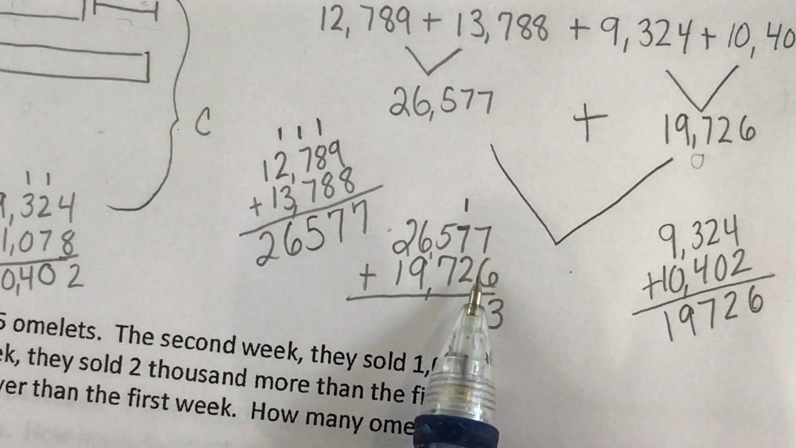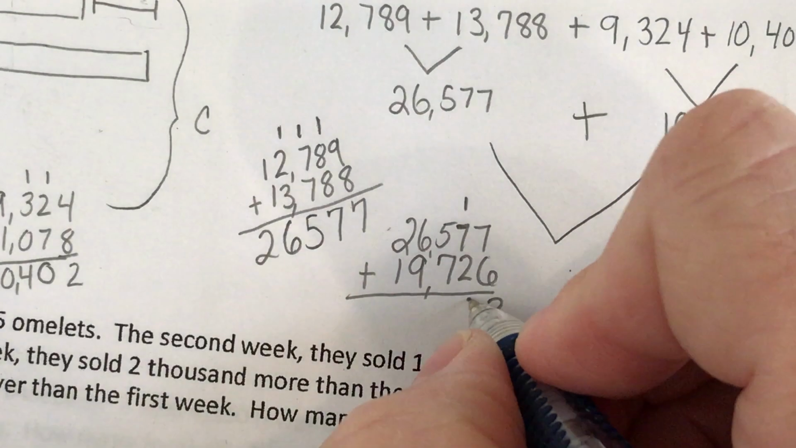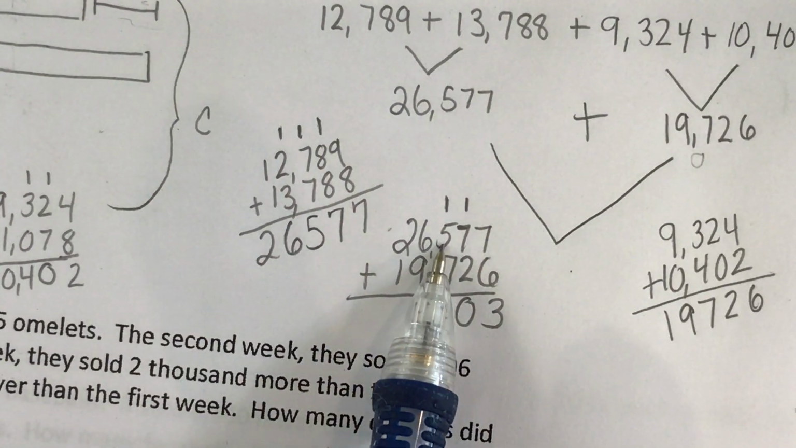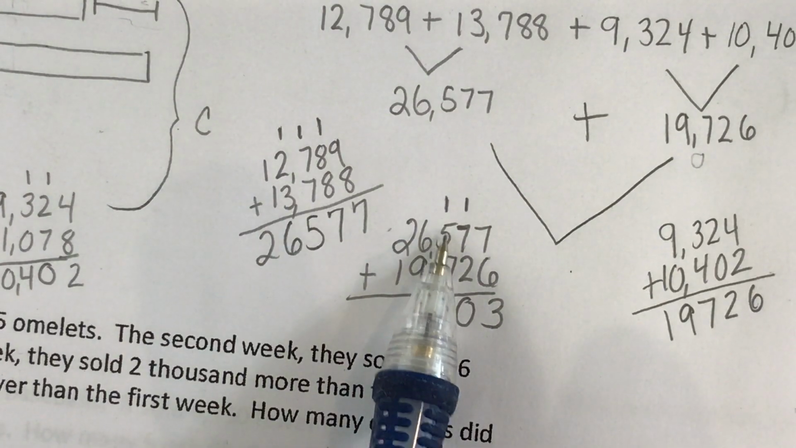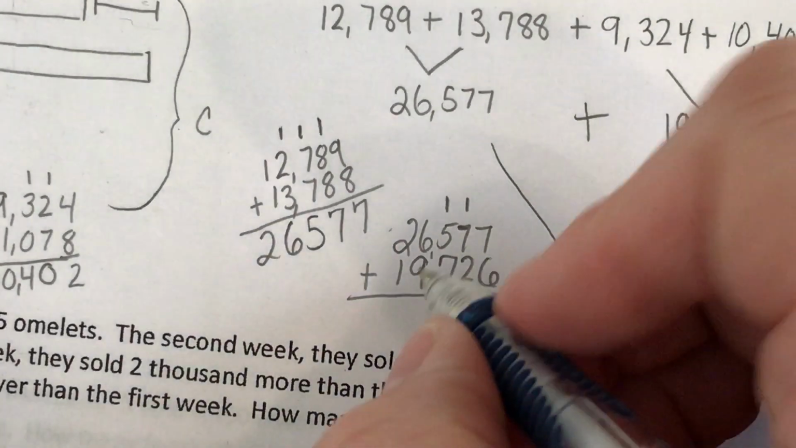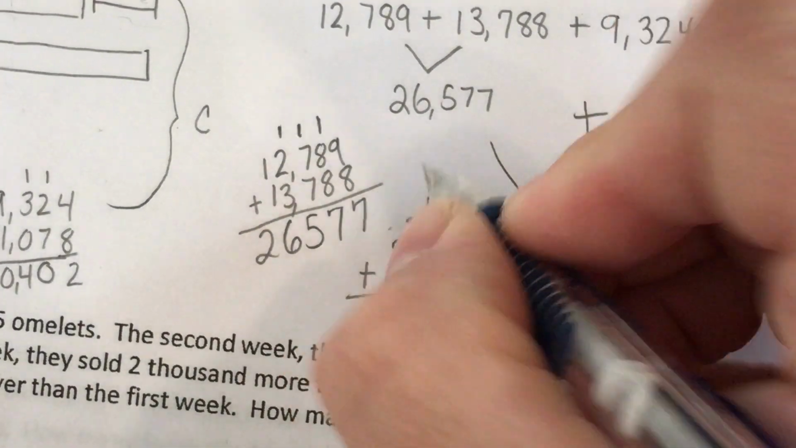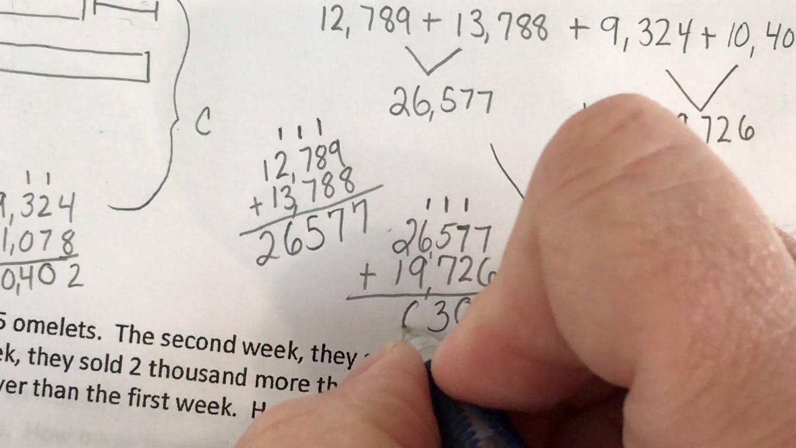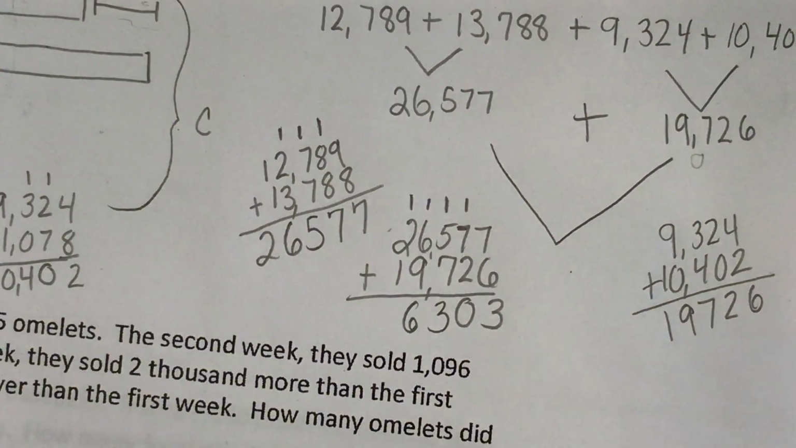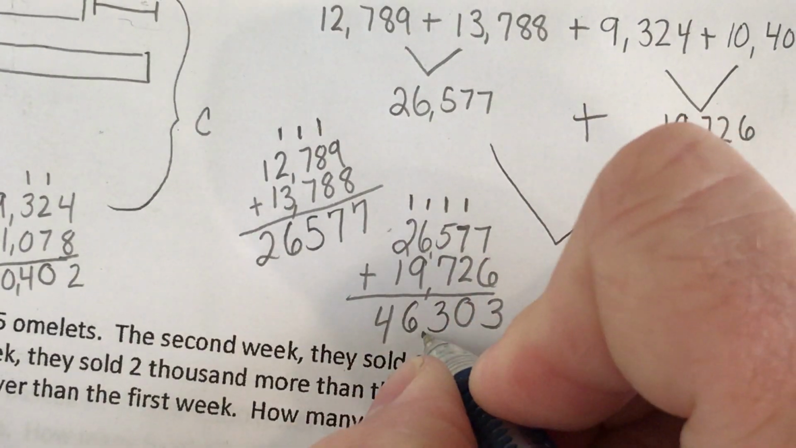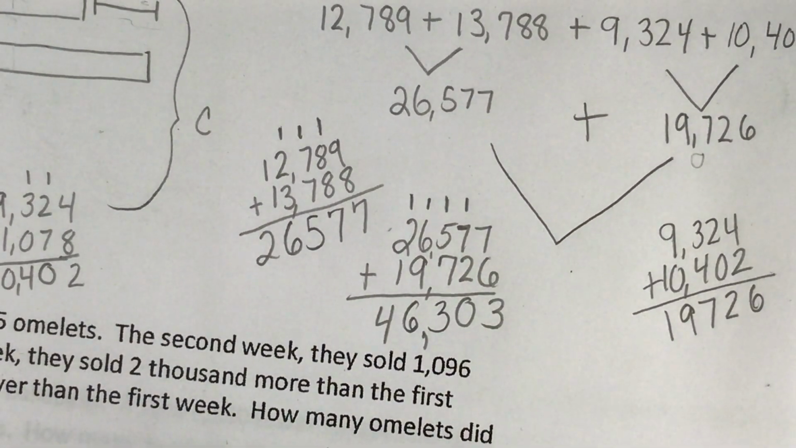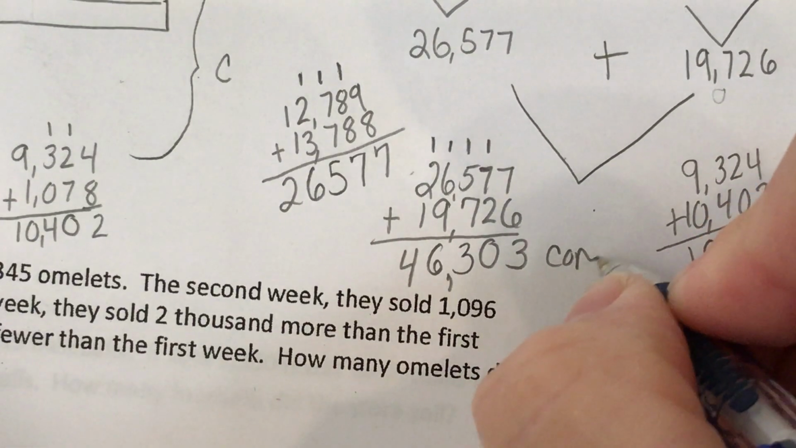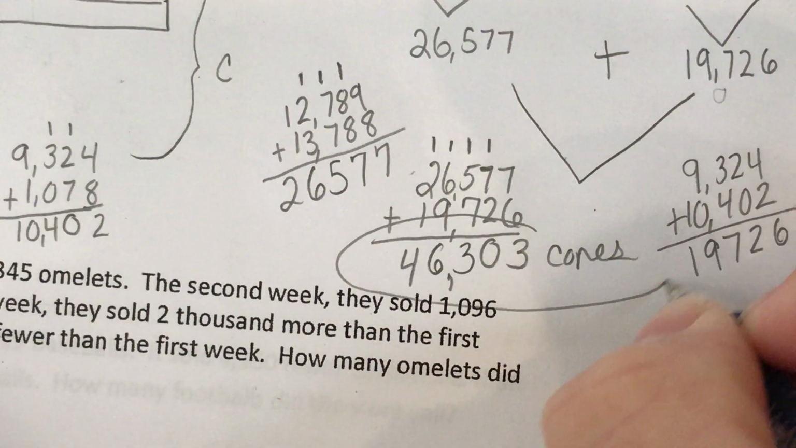7 and 2 gives me 9, plus 1 more is 10. 7, let's go 5. 5 and 1 is 6, so I have 6 and 7 is 13. I like 9 and 1. 9 and 1 gives me 10. 10 and 6 is 16. And 4. 46,303 cones total. Oh, that was painstaking.